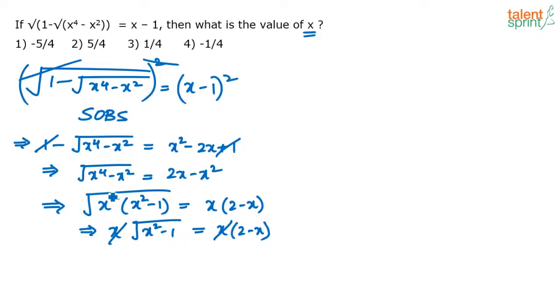So the whole idea is to cancel out one x on both the sides. But you don't need 3 steps for that. You can do it mentally as well. So what are we left with? Under root of x square minus 1 equals 2 minus x.